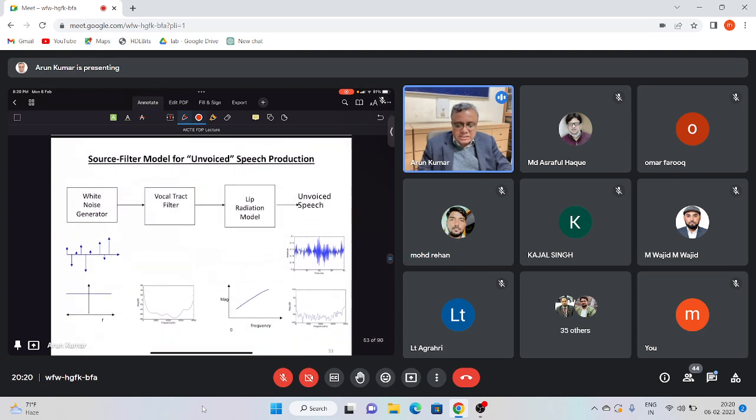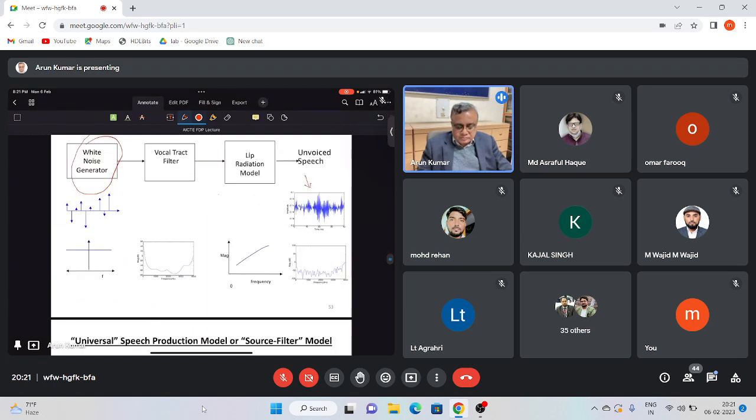So for unvoiced sounds, then we have a white noise generator which goes into the vocal tract, which essentially introduces resonances, and then that is input to the lip radiation model, which converts the volume velocity signal into a pressure signal, and the output of this is the pressure signal in the air. And as you can see here, it is more random than a voiced speech signal.